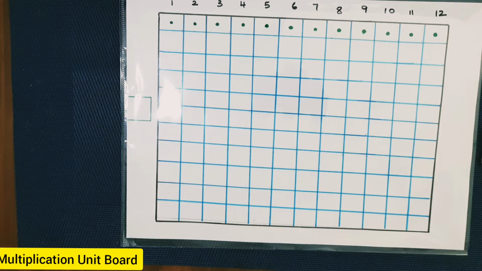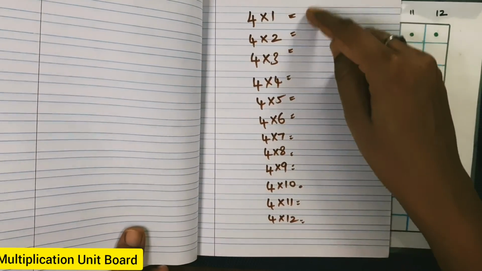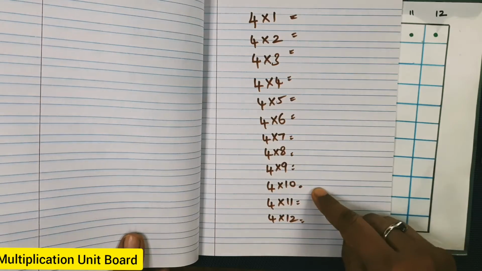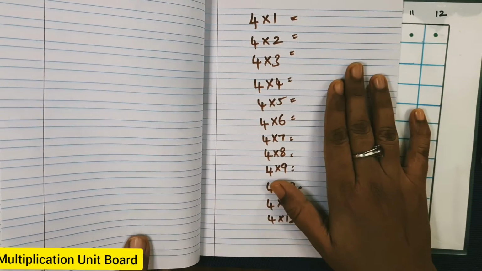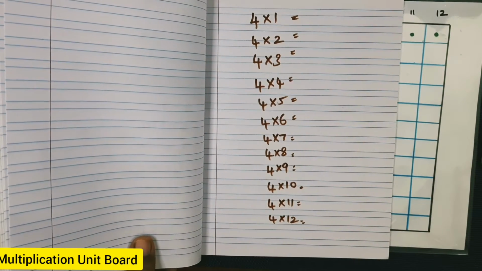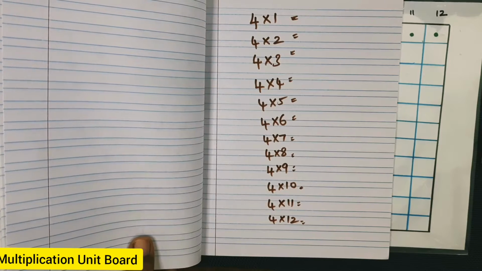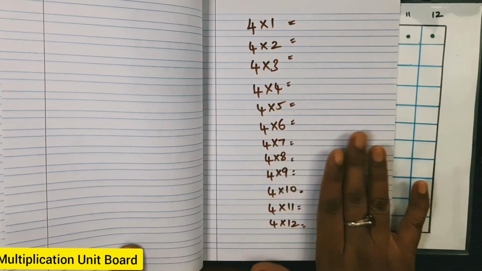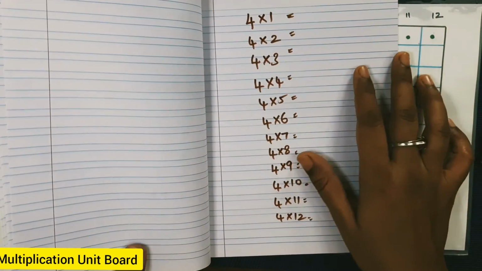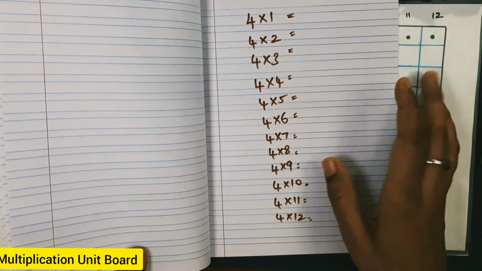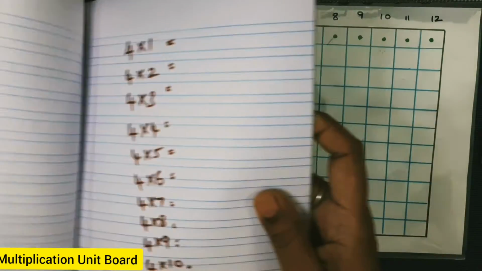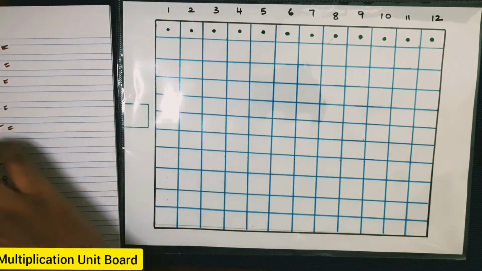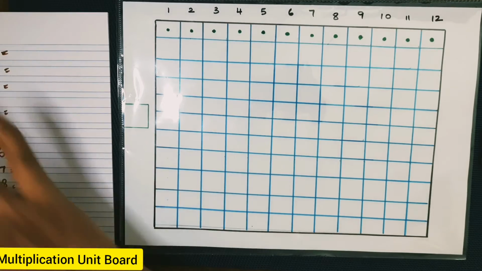Okay. So before that, you can write and keep the prepared problem. Suppose today I am going to do multiplication of 4. So I have written it like this and I have kept it. You can even take a printout and keep it, so that every time you need not write. And then ask the child to sit on your lap and observe carefully.